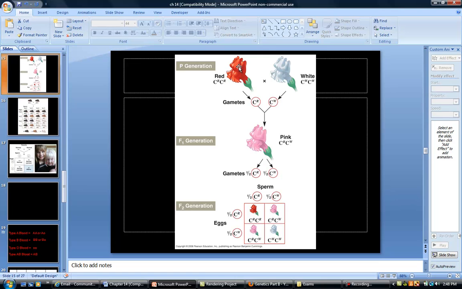So you've got a red flower crossed with a white flower, and you get a pink flower, which is just kind of in between. So neither of them are fully showing up. They're just kind of showing up halfway. That's why it's called incomplete dominance.